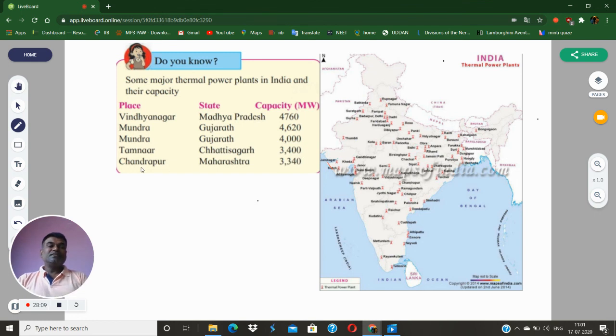And the one which is nearer to you, or known to you, is from Maharashtra, that is Chandrapur. The electricity generating capacity of that thermal power station is near about 3340. Remember it, because it is related to our state, okay.